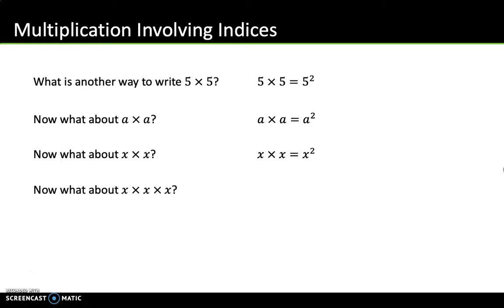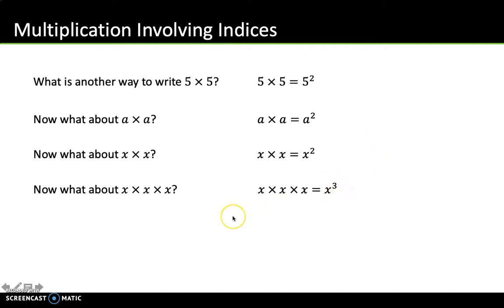Tiny bit trickier. What about x times x times x? So think about it. I'm multiplying 2 x's here and I get x squared. I'm multiplying 3 x's here, so what do you think it's going to be? It's going to be x cubed, or x to the power of 3. So it doesn't matter which way you say it.